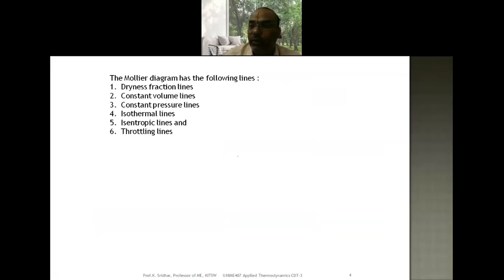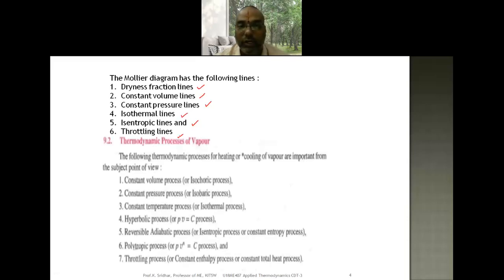The Mollier diagram basically has various types of lines, starting with the dryness fraction lines, constant volume, constant pressure, constant temperature, constant entropy, and constant enthalpy, which is also known as a throttling process. Now, the basic theme of today's class is how you can represent the various thermodynamic processes of vapor on the Mollier diagram. Since there are several processes, today's class is restricted to only 2 or 3 processes. So let us discuss only the constant volume process and constant pressure process representation on the Mollier diagram in today's class.